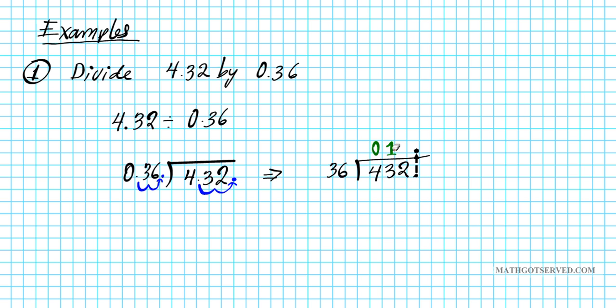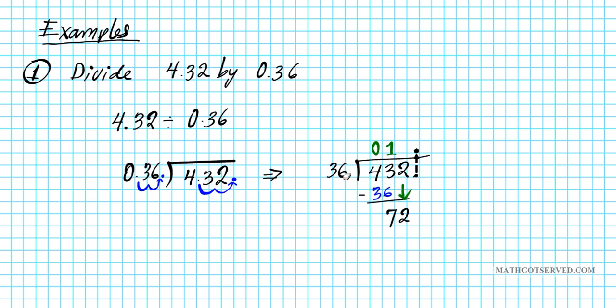Okay, so 1 times 36 is 36. Write it underneath the 43. We're going to subtract here. Now when you subtract 36 from 43, just borrow 1, this becomes 13, and then 13 minus 6 is 7. Now, what do we do next? Standard long division algorithm: we bring down this 2 right here.